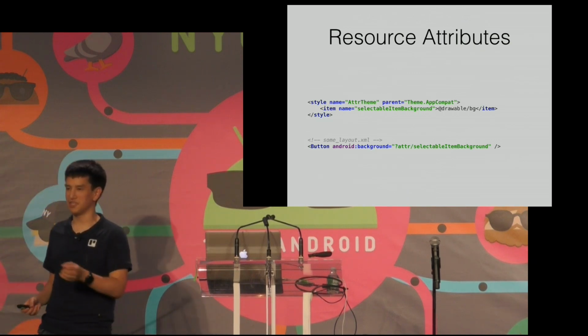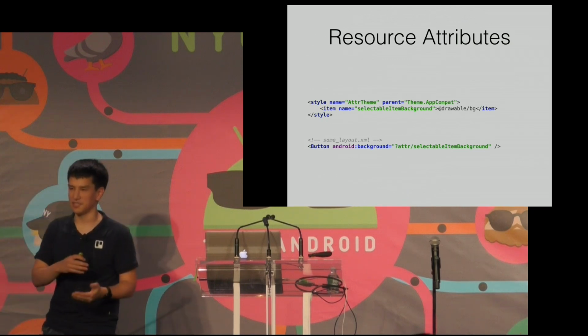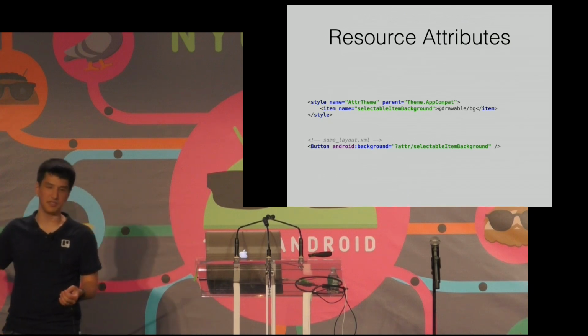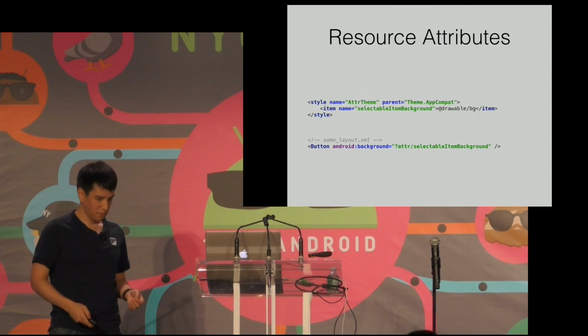So if I decide I want a different selectable item background, I can just change it in the theme, and suddenly my whole entire code base is different. And so actually, people should be using these question mark attribute things more often, really.